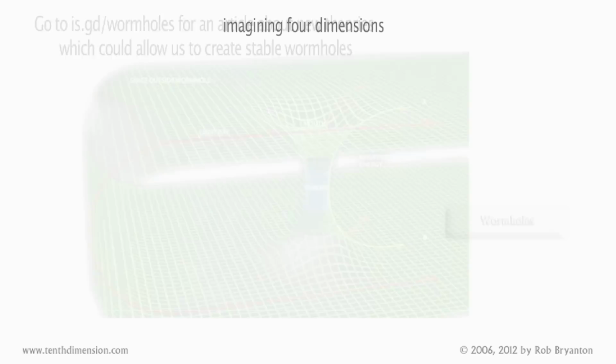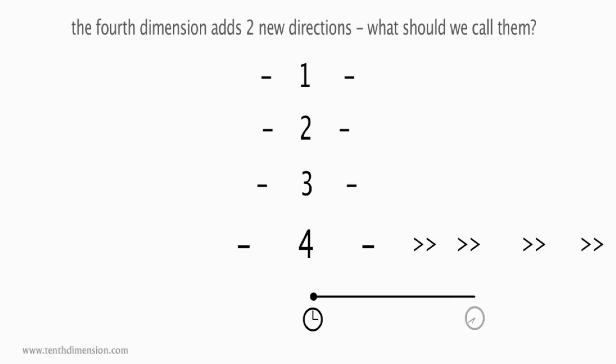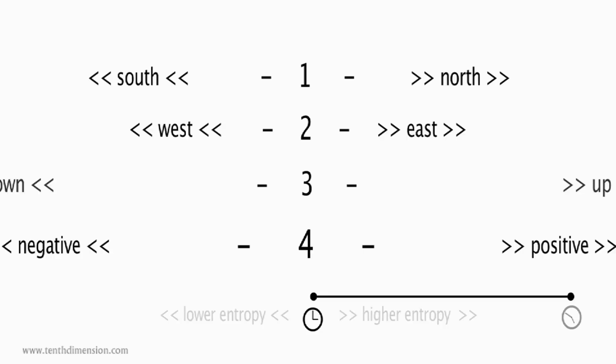Now let's look at the fourth dimension. Just like any other spatial dimension, it's made up of two opposing directions. But we 3D creatures only experience this dimension in one of those directions. Why is that? It's because you and I are made out of 3D atoms and molecules, and we derive our energy from chemical reactions which move in one direction only.